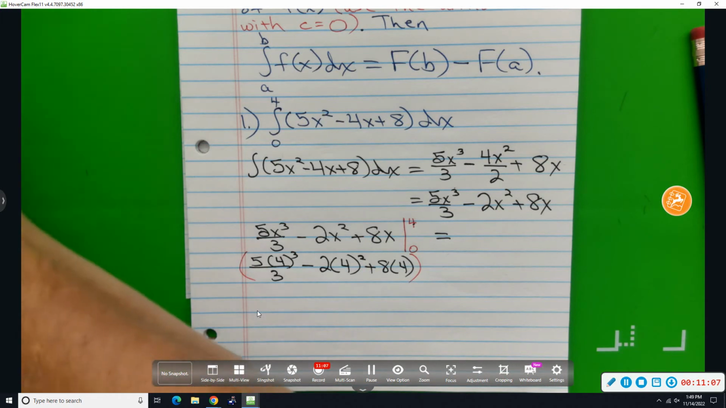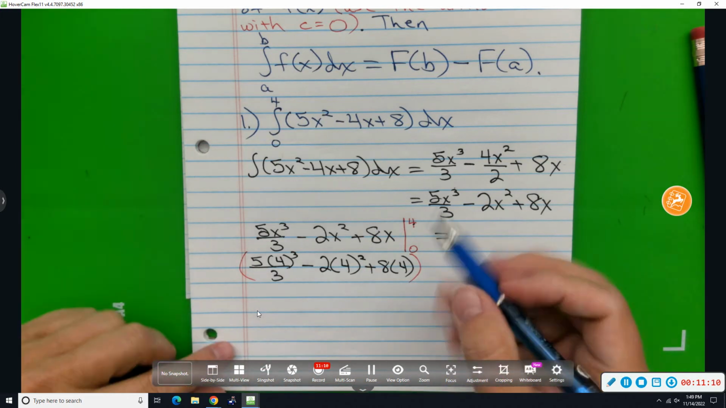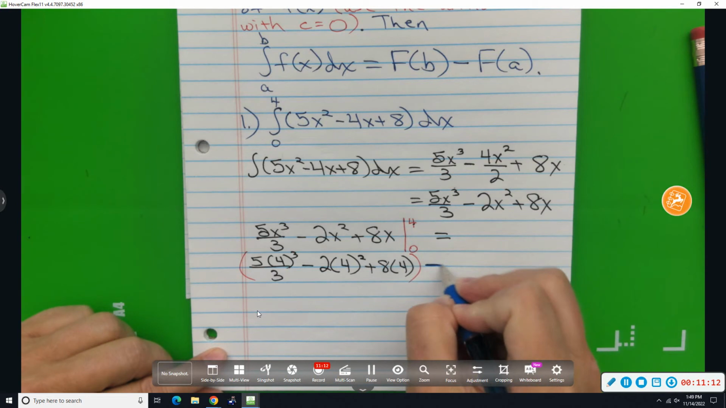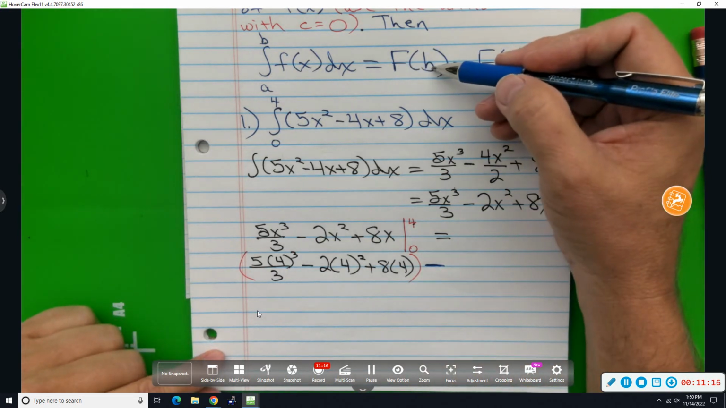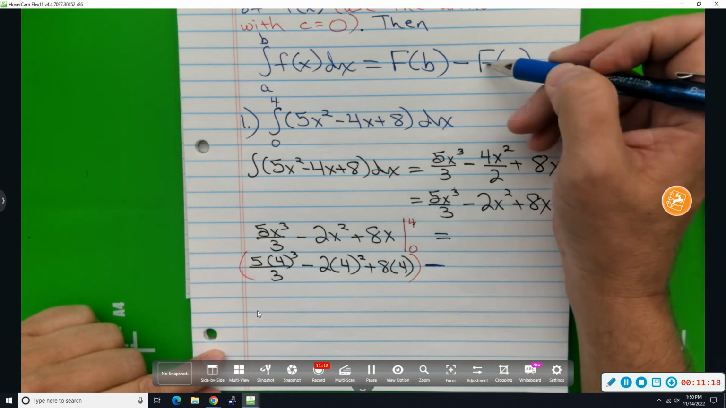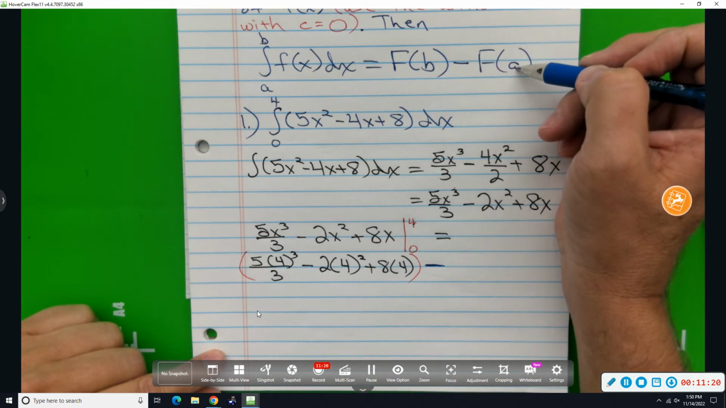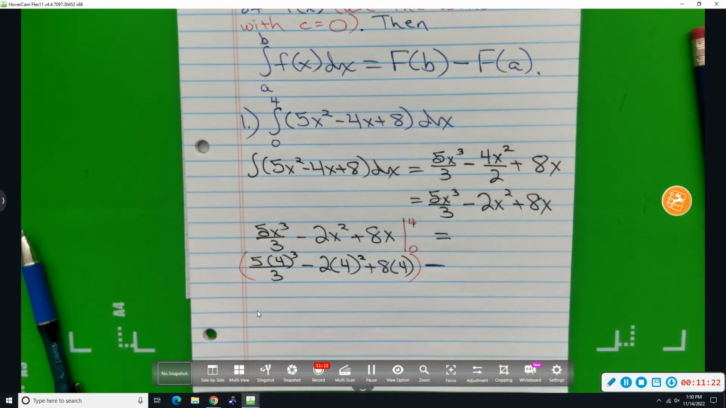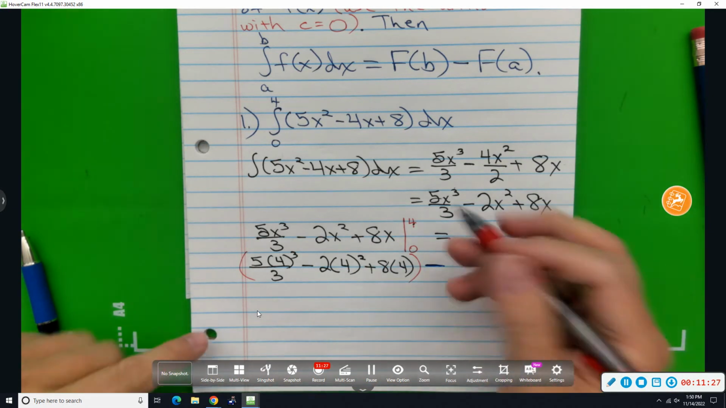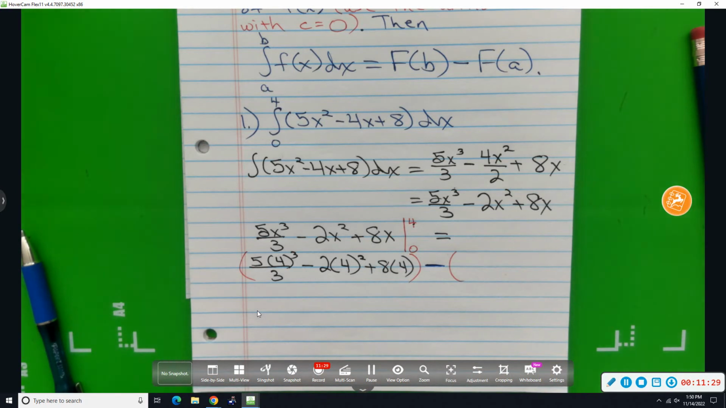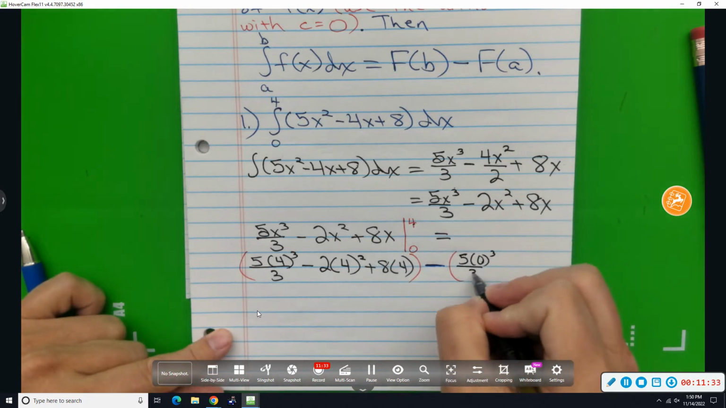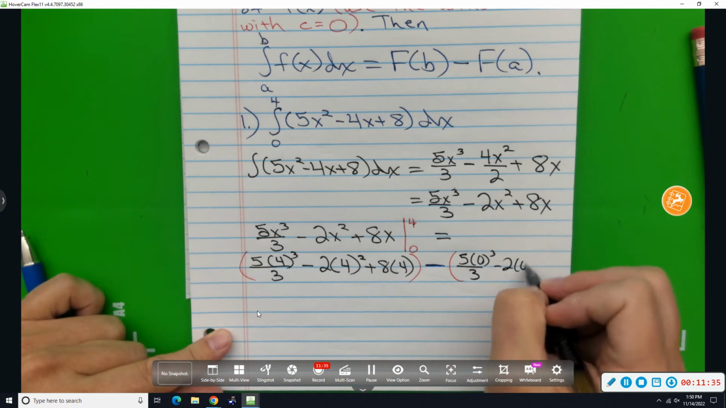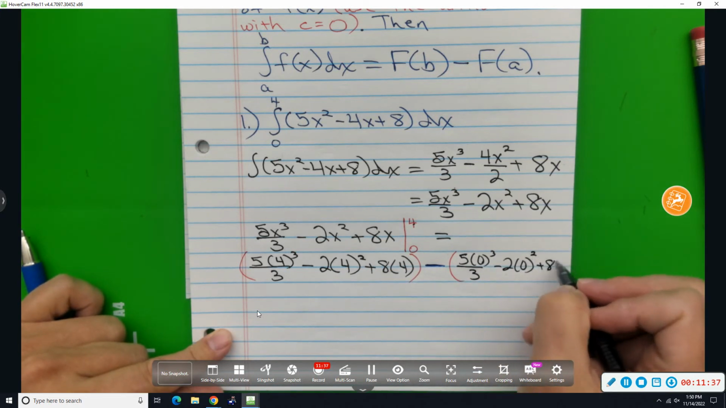And then minus. We evaluated the antiderivative at b. Now minus, evaluate the antiderivative at a. Well, I think I'll go ahead and write this down, but I bet y'all can tell me what's about to happen when I plug in all those zeros. We'll have 5 times 0 cubed over 3 minus 2 times 0 squared plus 8 times 0.